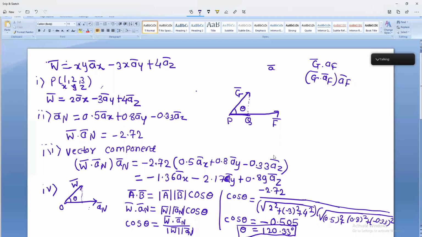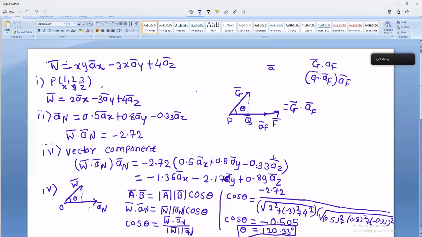So this length of projection or scalar projection is given by g bar dot the unit vector in direction of f bar, that is, in the direction of the vector on which it is projected. So it is g bar dot a bar f. What is this a bar f? A bar f is the unit vector in direction of f bar having magnitude 1. So this is the formula for scalar projection.